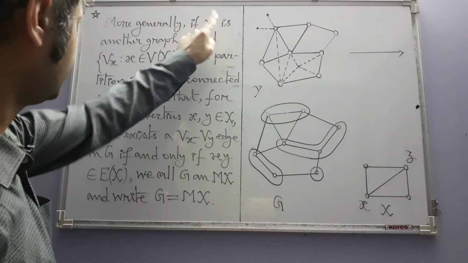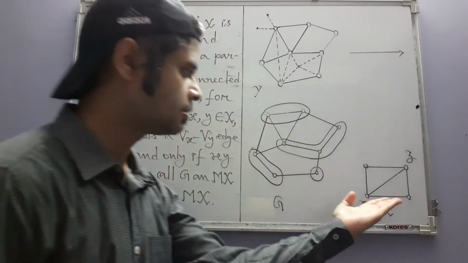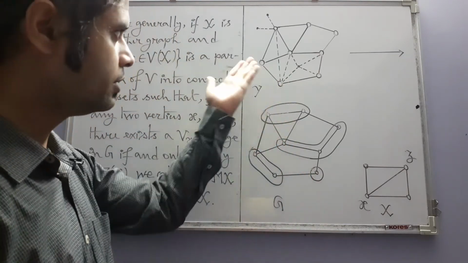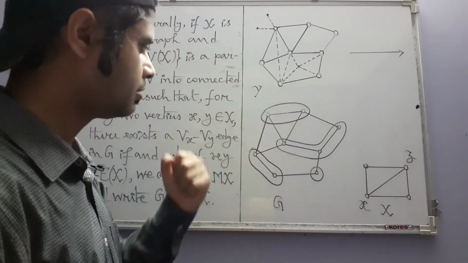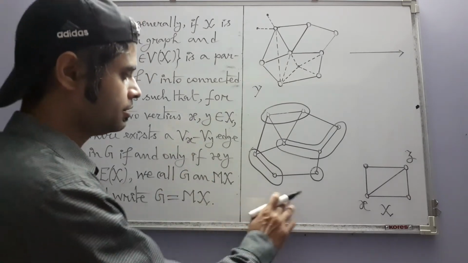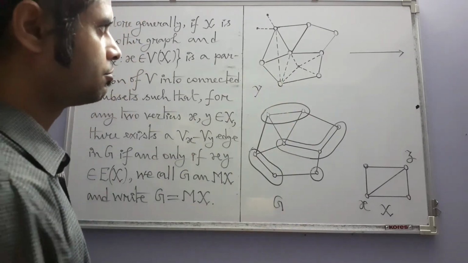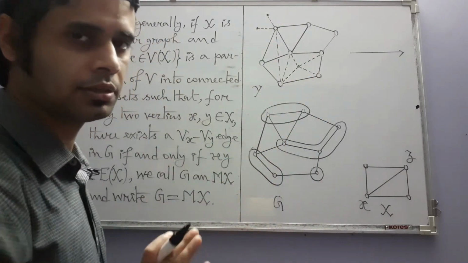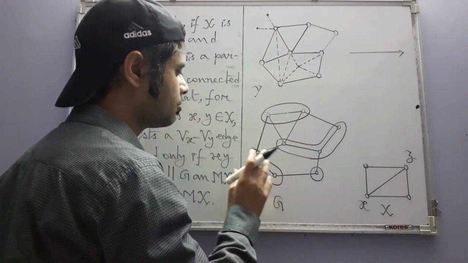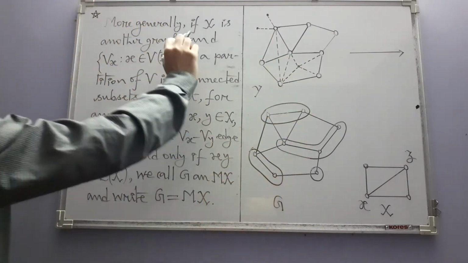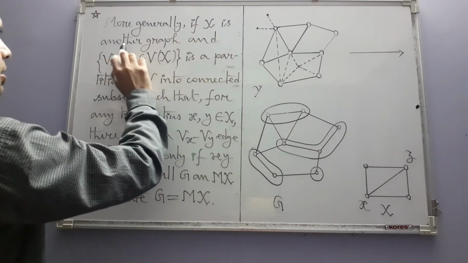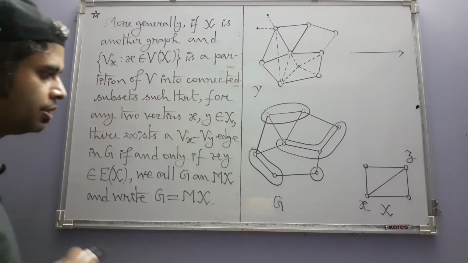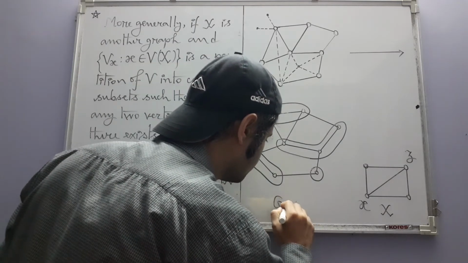More generally, if X is another graph, so this is your X and this is your G, but then what is this Y? The relationship between this Y and G is just that G is a subgraph of Y. So from Y we have neglected some things, those are the less prominent vertices and edges, and we are now concentrating only on G. If X is another graph and this is a partition of V, V is what? V is the vertex set of G.